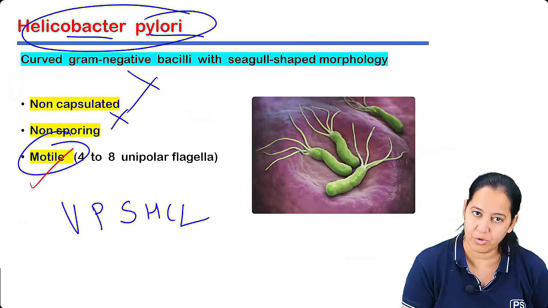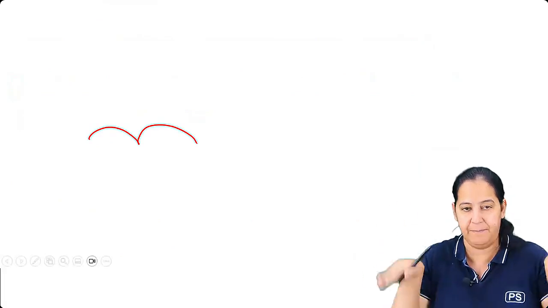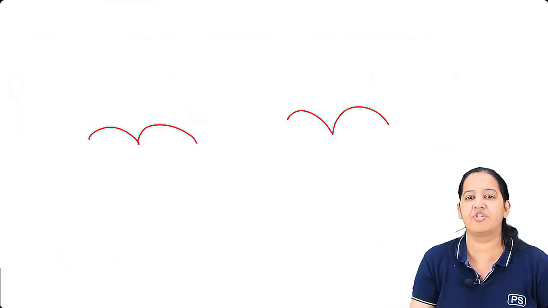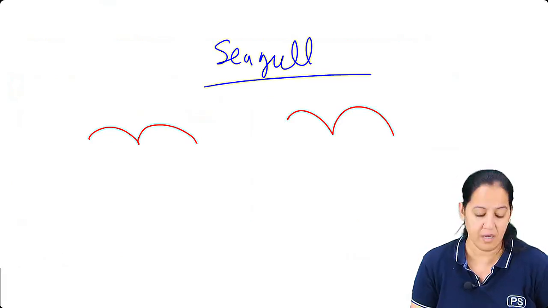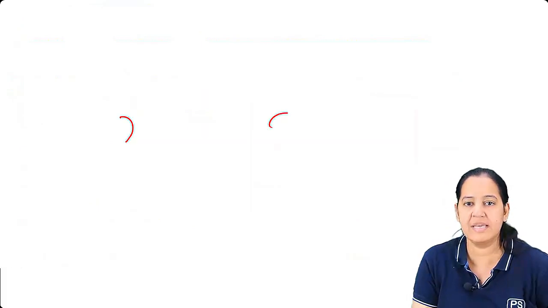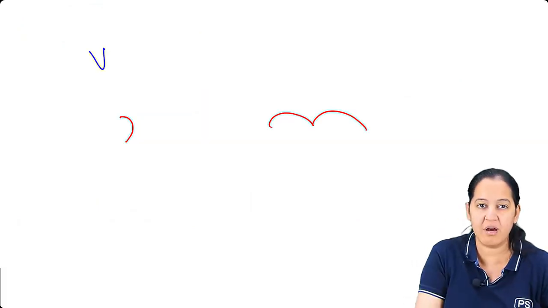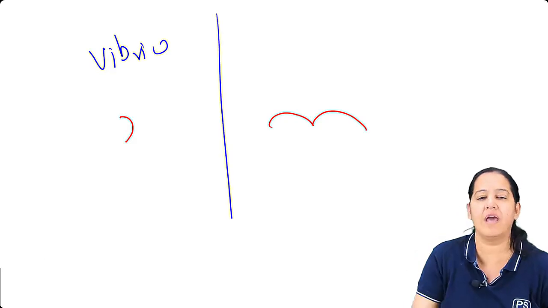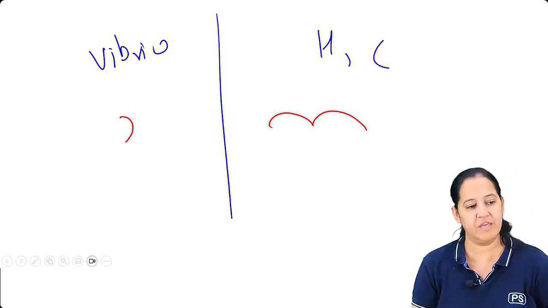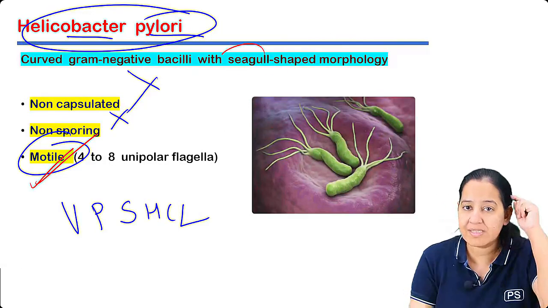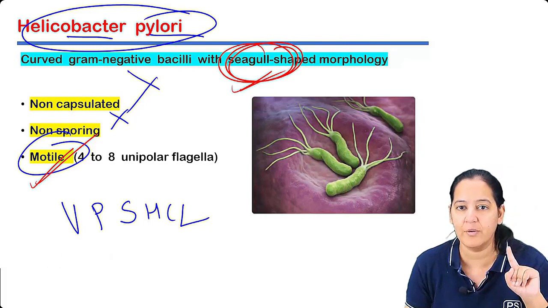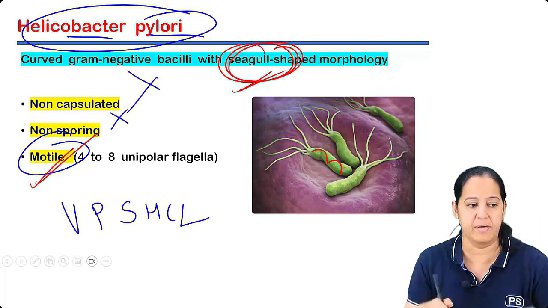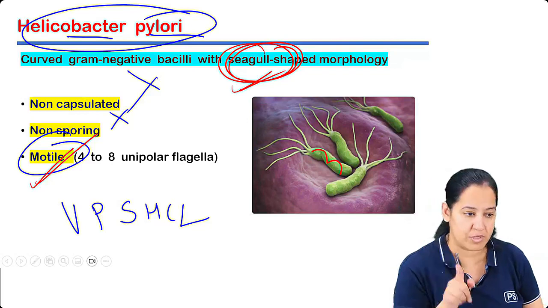Both of them are motile, and the shape of both is the same. It is called the flying bird, the seagull shape. Seagull is a bird. Who was comma shaped? Vibrio. And who is seagull shaped? Helicobacter and Campylobacter, both of them. Write down the word seagull shaped. They are gram-negative seagull-shaped. Highlight the word seagull.